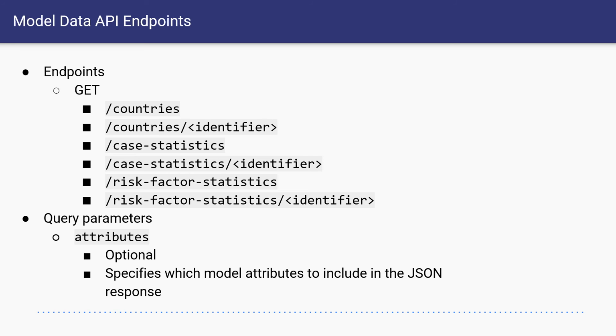Each of our models has two dedicated endpoints, one for retrieving all of the model's instances and another for retrieving a single instance of the model based upon a unique identifier. Additionally, the attributes query parameter may be included in the request in order to specify which of the model's attributes the client wants included in their response.